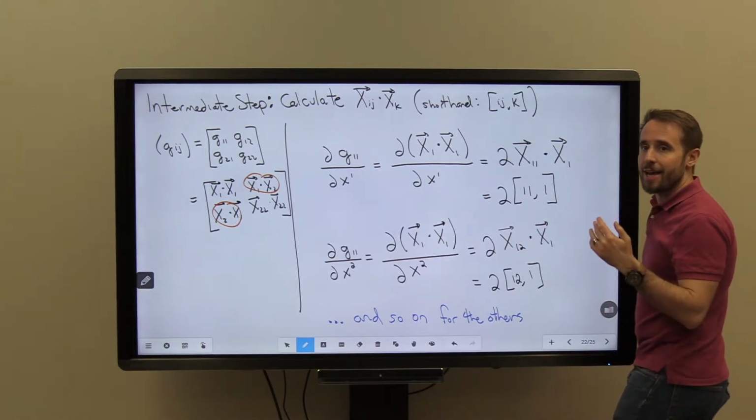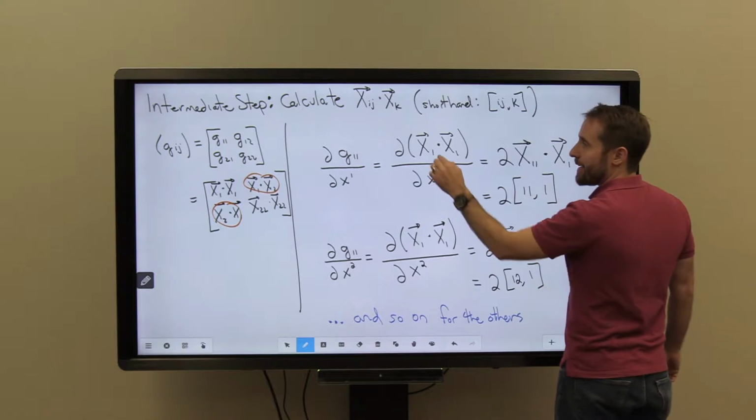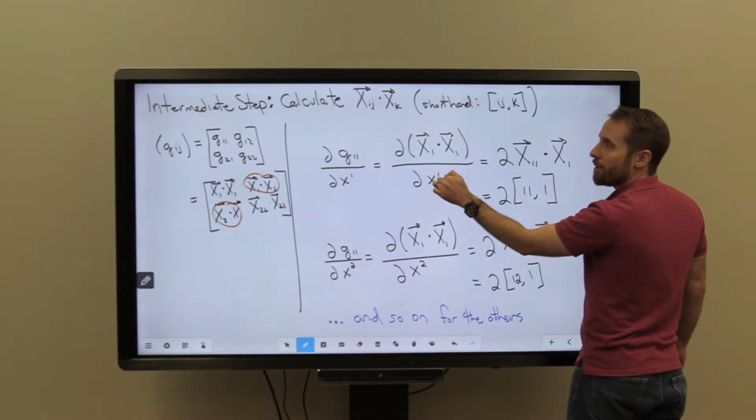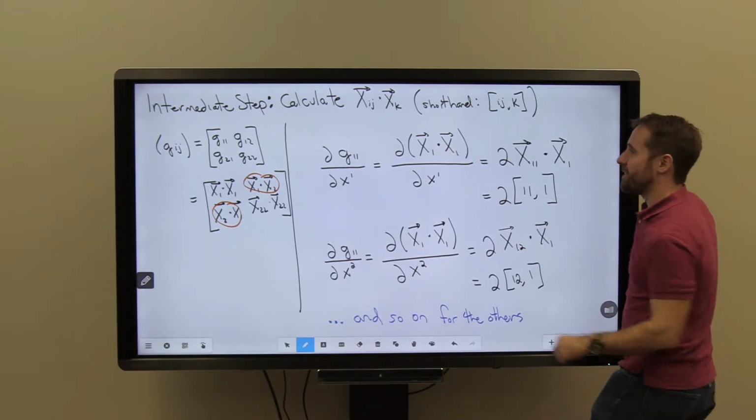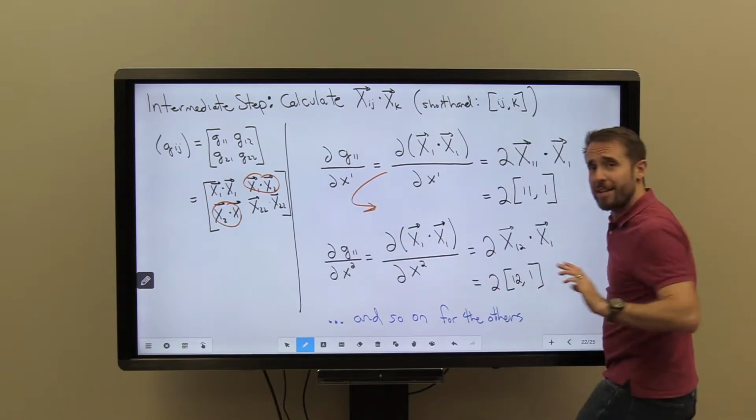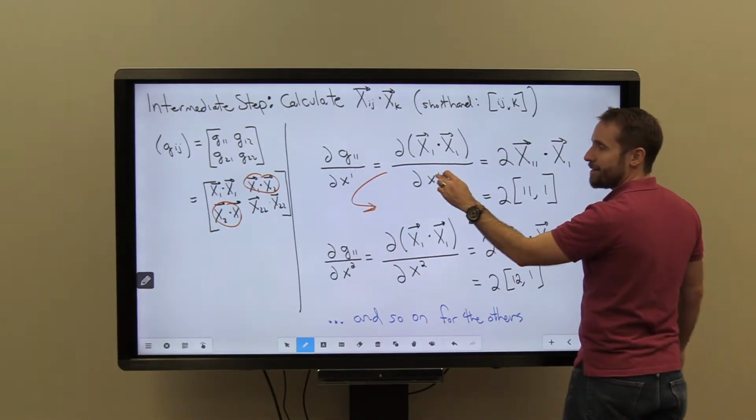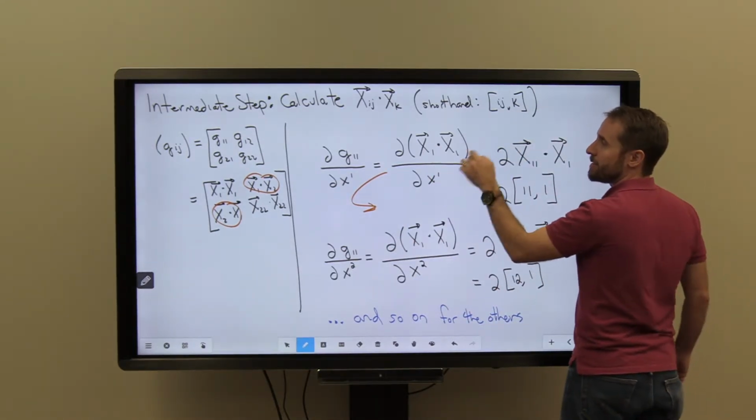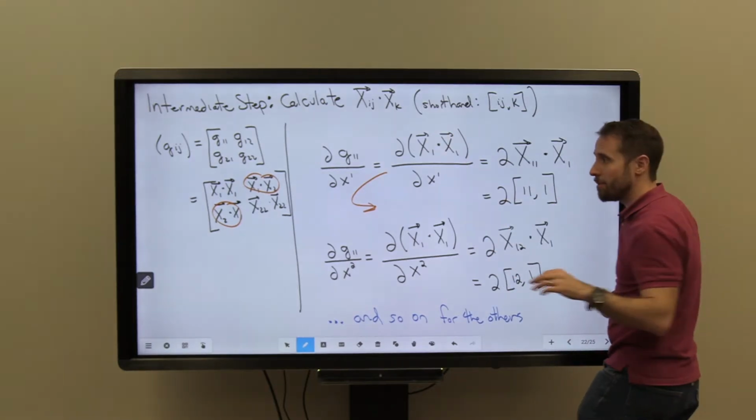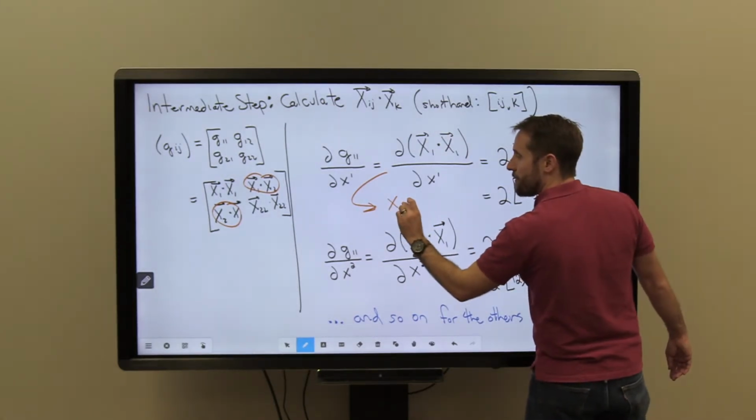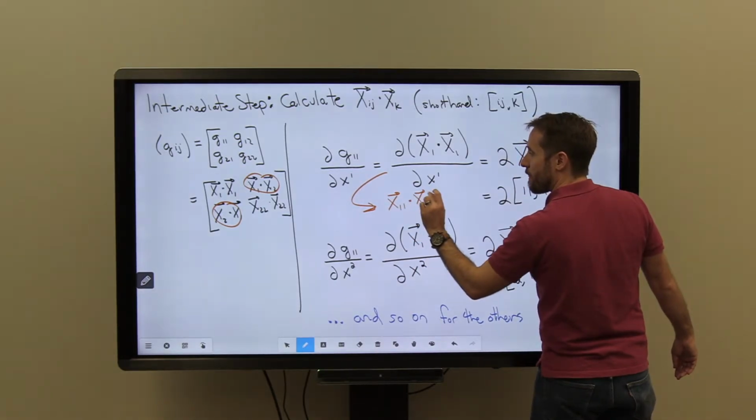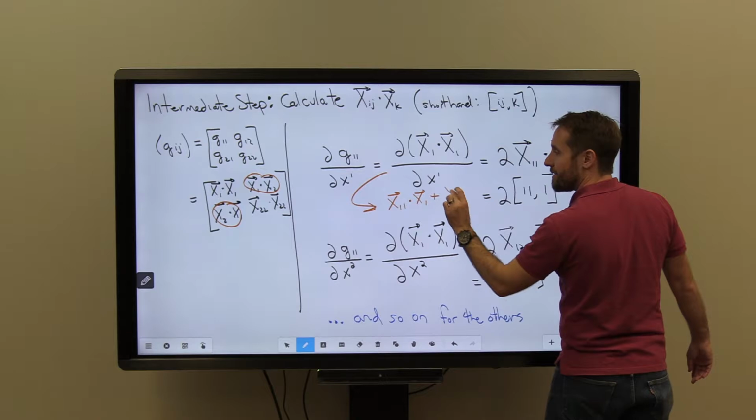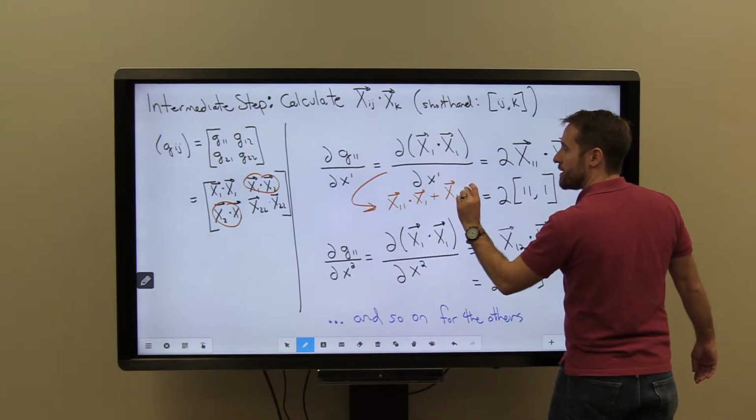This would give us a product rule in which I get the x1 derivative applied to x sub 1 dotted with x sub 1. I realize I'm probably just saying x sub 1 a lot. Let's write it down. So if I apply the derivative of my first variable to this dot product, I'm going to get a product rule, and it'll be the derivative of the first dotted with the second plus the derivative of the second dotted with the first.